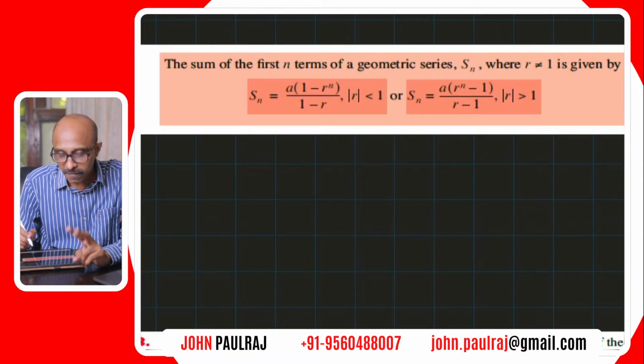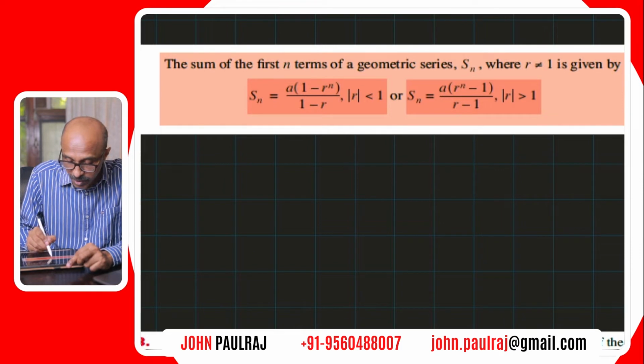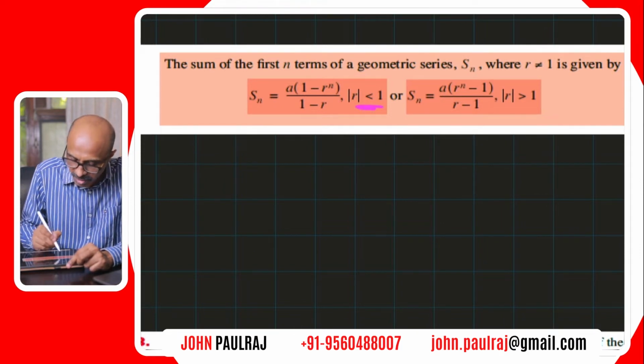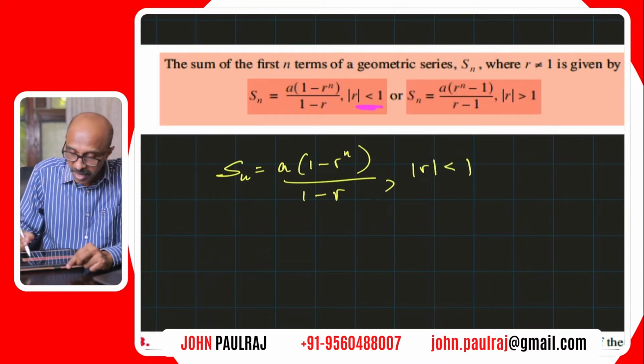There are two different formulae for the sum of the first n terms of a geometric series, and it all depends on r, the common ratio. If the absolute value of r is less than 1, we use this particular formula. I'm going to write it down here. Sn is a times 1 minus r to the power of n over 1 minus r. You use this formula when the absolute value of r, the common ratio, is less than 1. a is the first term as always, and r is the common ratio.